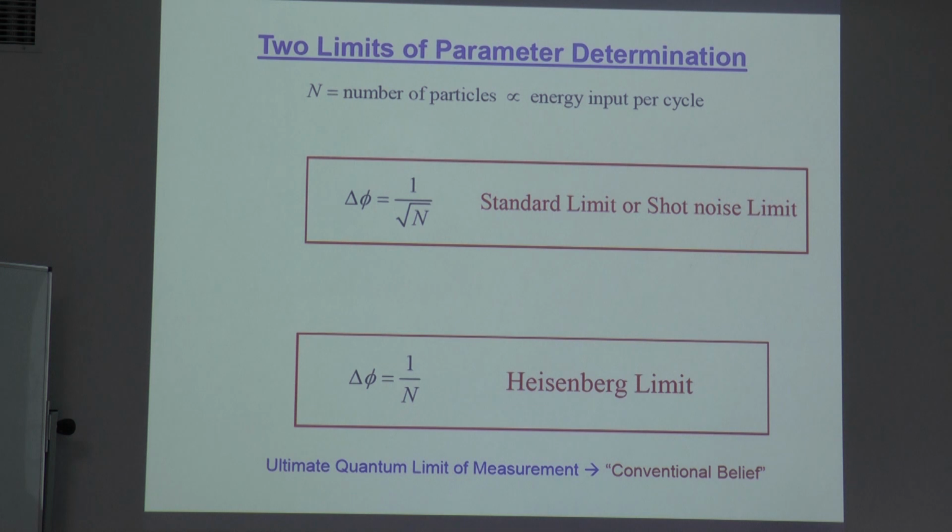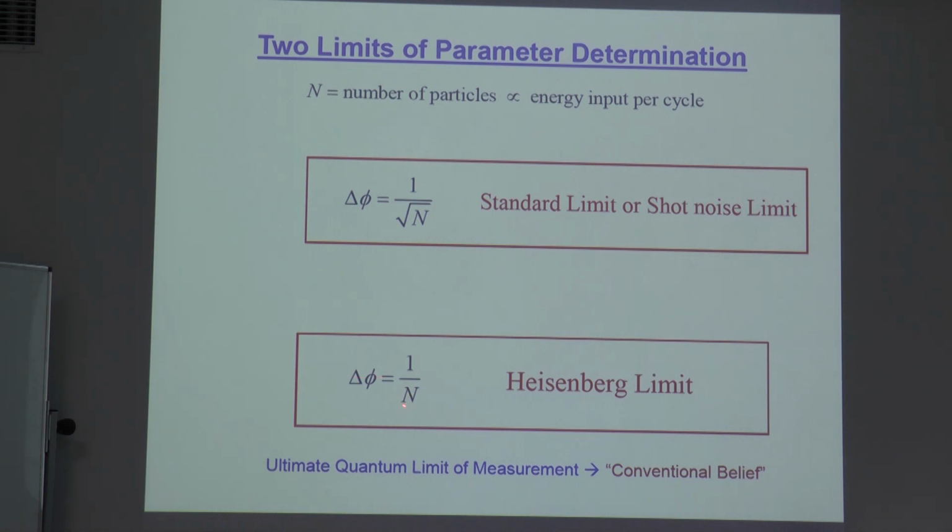Now, people usually talk about two limits of parameter determination. The parameter that we're talking about is the phase. They usually talk about the standard limit or shot noise limit, where the accuracy in the phase goes like 1 over root n. N is the number of photons or quanta in the field. Alternatively, people talk about a Heisenberg limit, which would be like 1 over n.